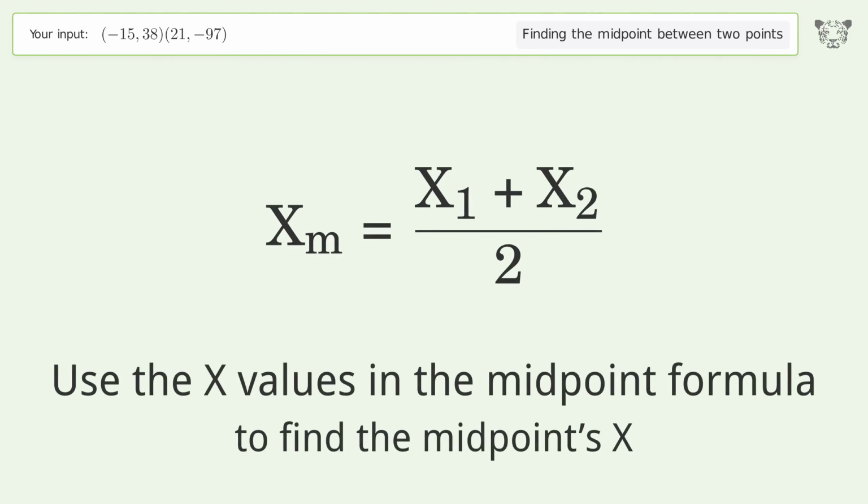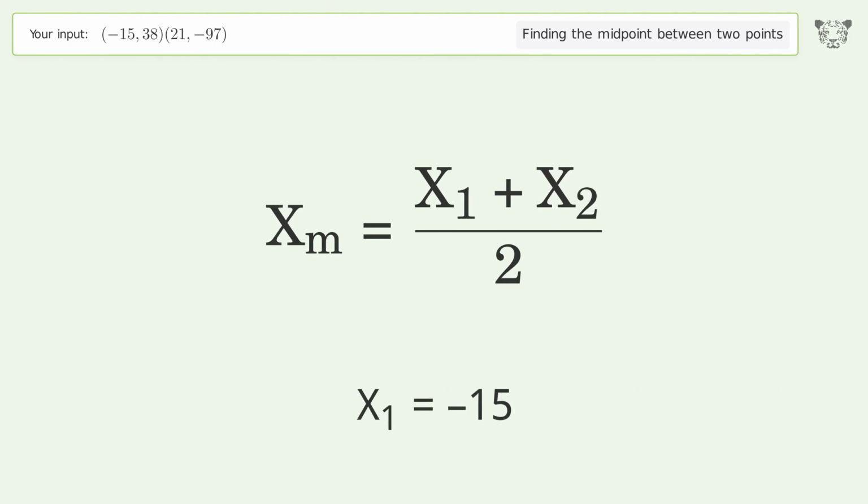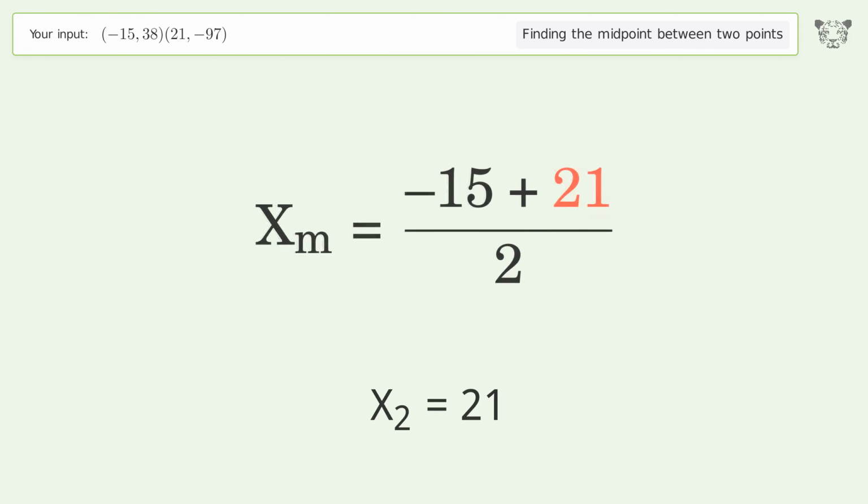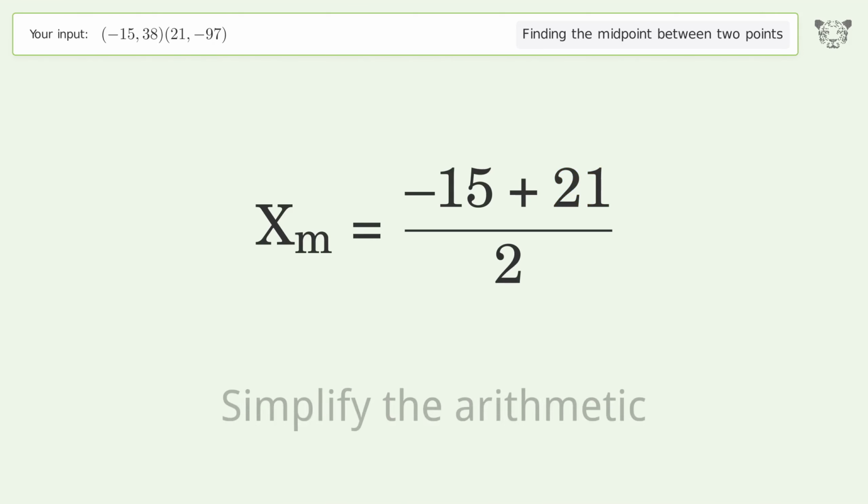Use the x values in the midpoint formula to find the midpoint's x. x1 equals -15. x2 equals 21. Simplify the arithmetic.